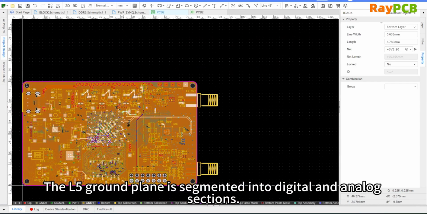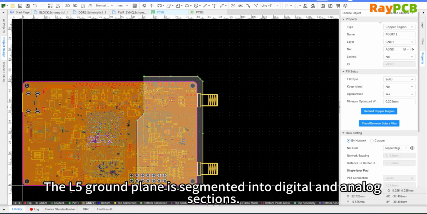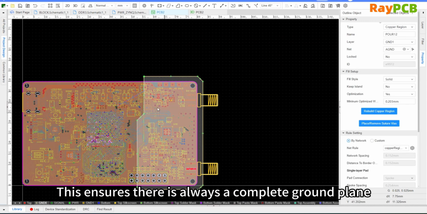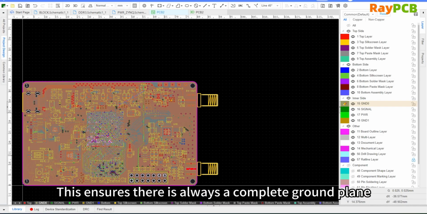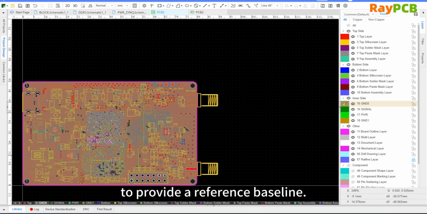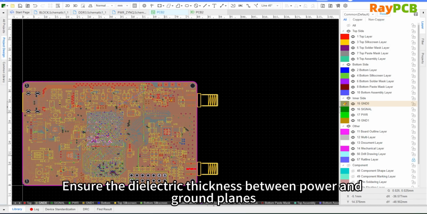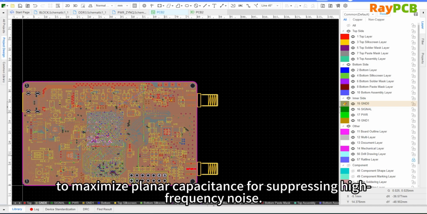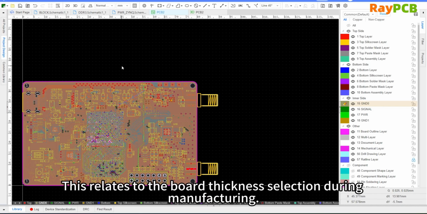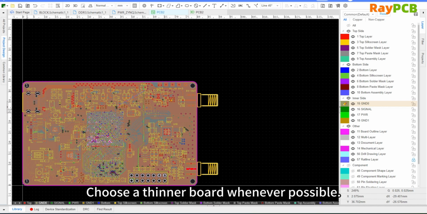Then, the ground on the L5 layer is divided into digital and analog sections, which ensures that there is always a complete ground plane present. This can provide a reference mechanism. The power supply and ground are tightly coupled, ensuring that the dielectric thickness between the power plane and the ground plane is as thin as possible in order to maximize the plane capacitance to suppress high-frequency noise. This is an issue to consider when selecting the board during PCB design. Choose a thinner one whenever possible.